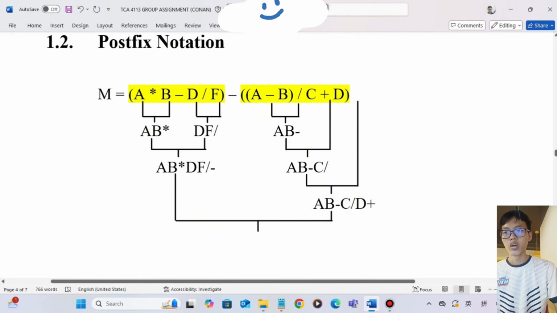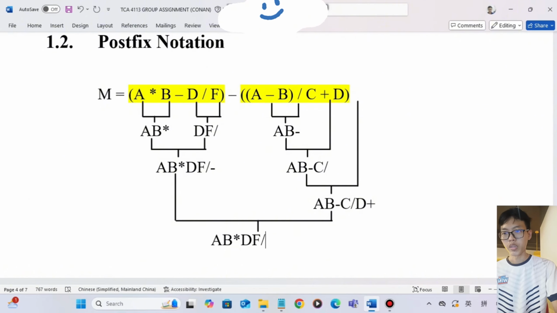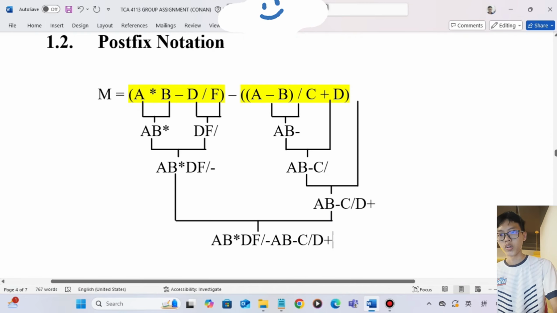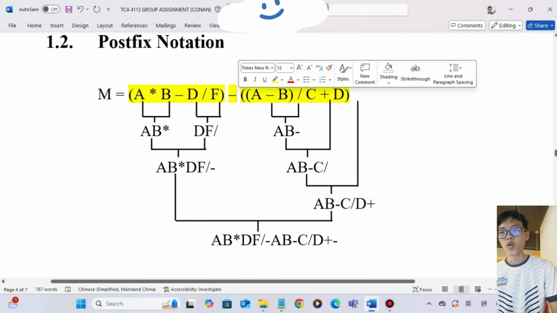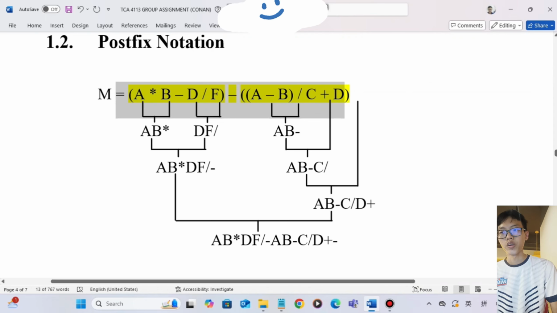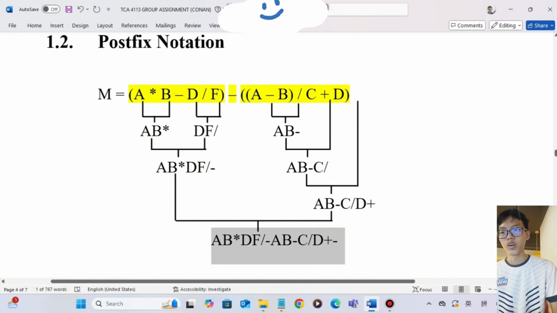So still we got a minus operator. So we copy the first bracket and second bracket results: a b multiply d f divide minus, and the second result is a b minus c divide d plus, and last we put the subtract operator at the end. And after we solve all of the operands and operators of the question, this is the final result of the infix expression converted to postfix expression.